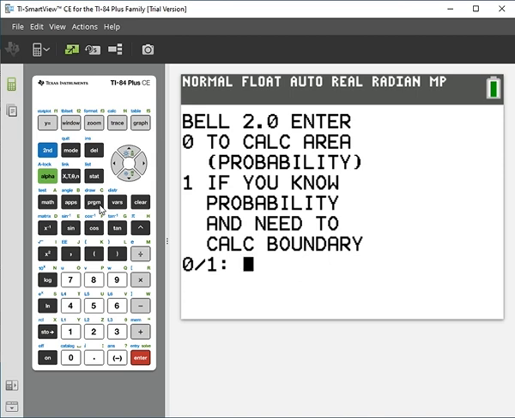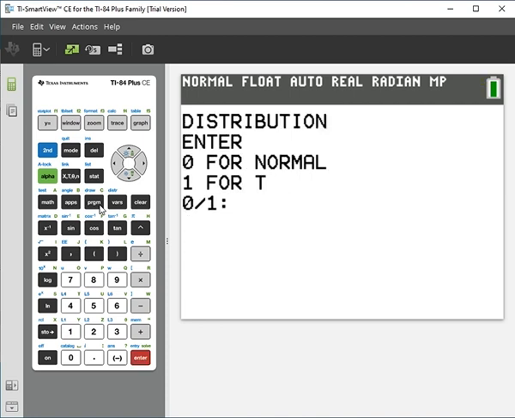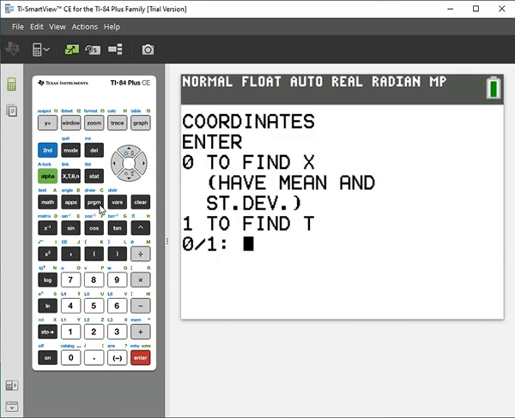We're interested in finding a confidence interval. That is, we're interested in finding the boundaries. We know the probability. Our confidence level is 95%. So we're going to enter a 1. This is a t-test because we do not have the population standard deviation. The degrees of freedom, the sample size was 29, so 1 less is our degree of freedom, 28. We're interested in finding our x values, that is actually in terms of the units, so we're going to enter a 0 for that.